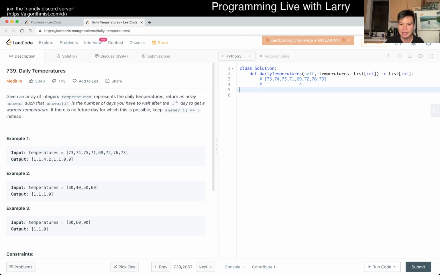So let's say n is equal to the length of the temperature. And then let's start with the stack. And now we start with j from the last element. It's always a little bit awkward in Python, this for loop. And then now we need an answer array.